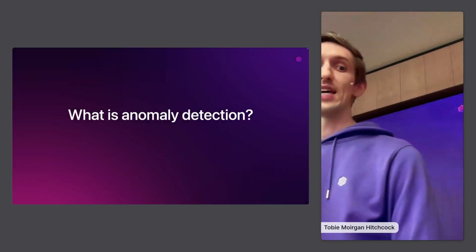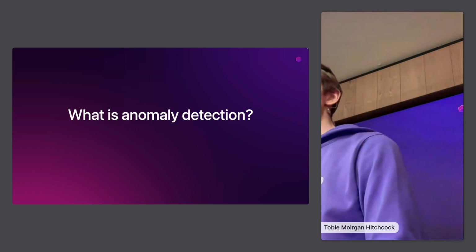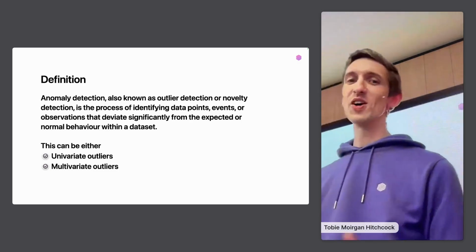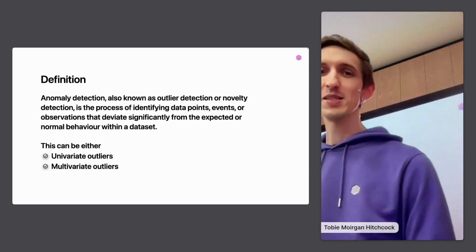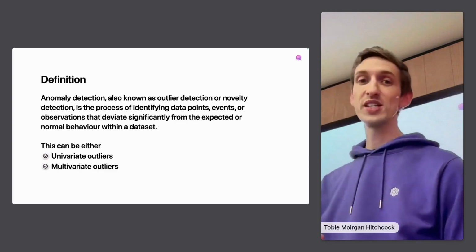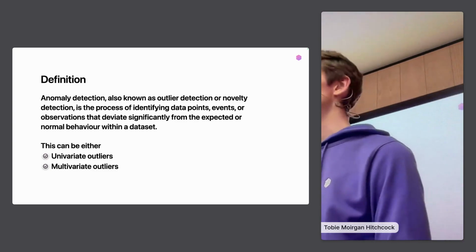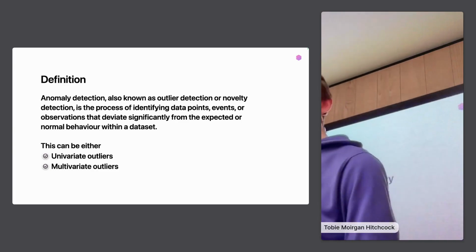So what is anomaly detection? I hope most of the people in this room know what anomaly detection is. I'll summarize it anyway. So anomaly detection is outlier detection or novelty detection. It's the process of identifying data points, events, observations that deviate significantly from the expected or normal behavior within a data set. You've got two types.